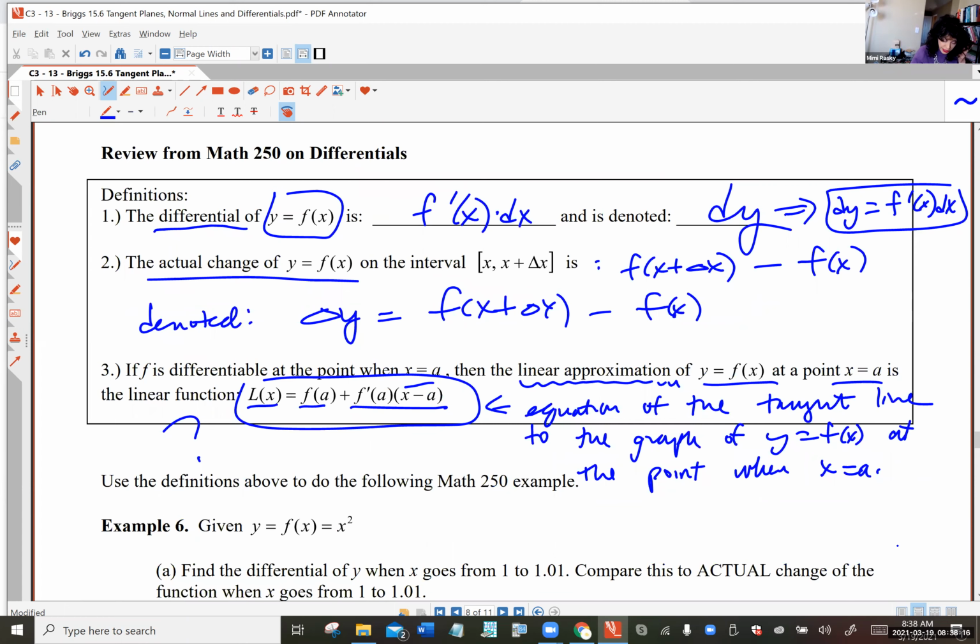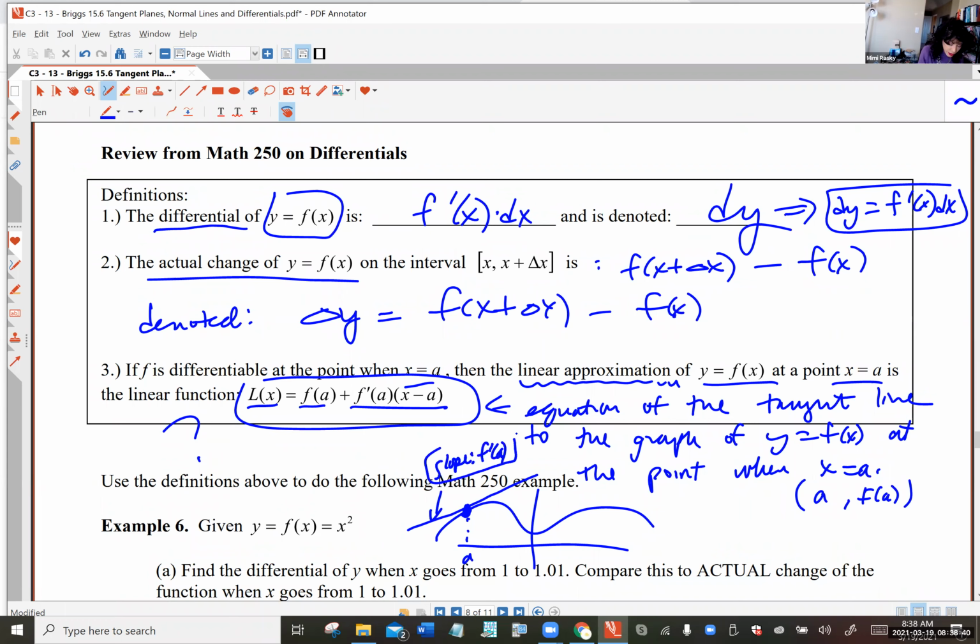Really? Well, it doesn't look like it. It looks kind of funky. Yeah, well, let's just talk about the point a, f of a, let's say is on a graph, like, here's a graph. Let's say right there is the point a, f of a. And I draw a tangent line to that point, like so. Well, the slope of this tangent line, I hope you would agree, is the derivative f prime evaluated at a.